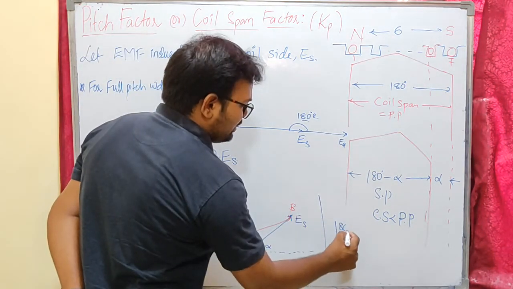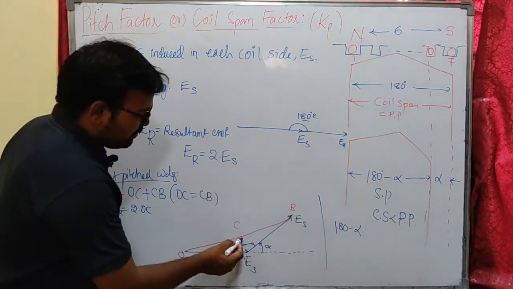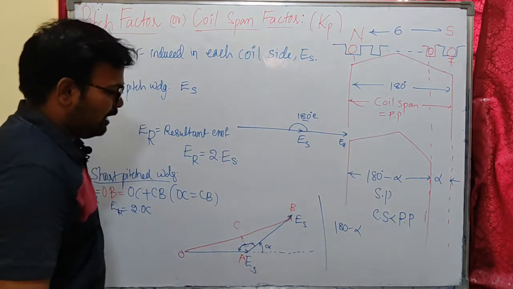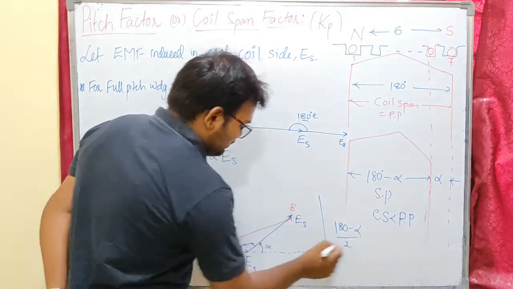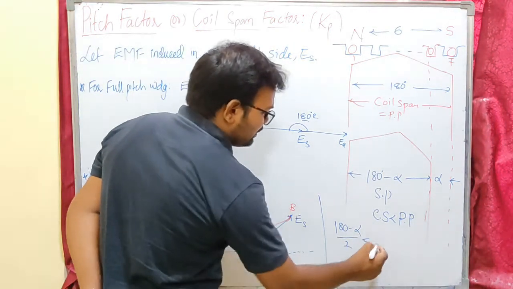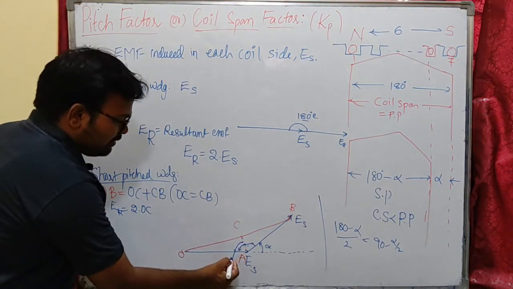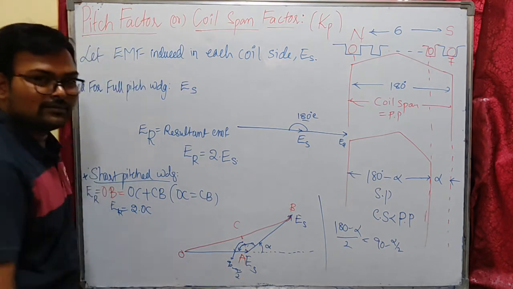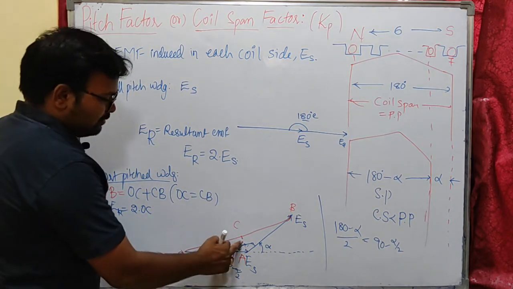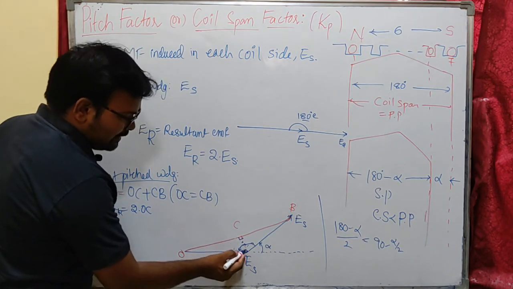So this is 180 minus alpha. This total angle will be equal to 180 minus alpha, and if I angular bisect this, these two will be equal to half of 180 minus alpha. So my new angle will be equal to (180 minus alpha) by 2, that will become 90 minus alpha by 2. So this is 90 degrees here, and this is 90 minus alpha by 2.